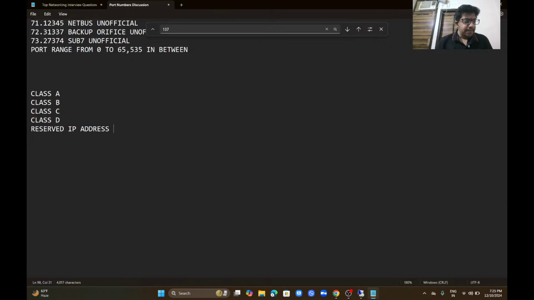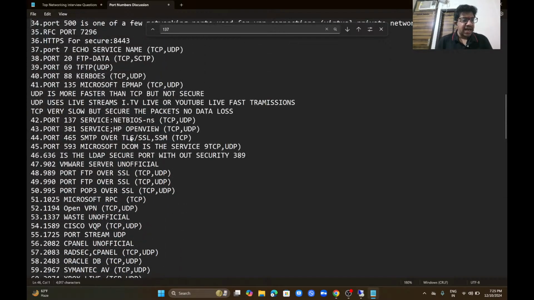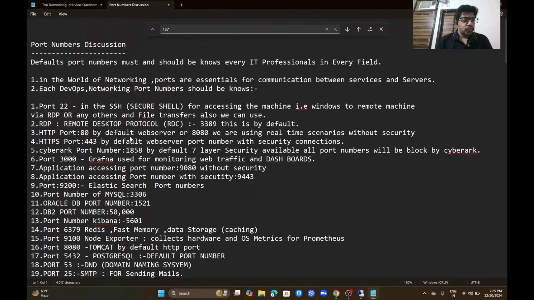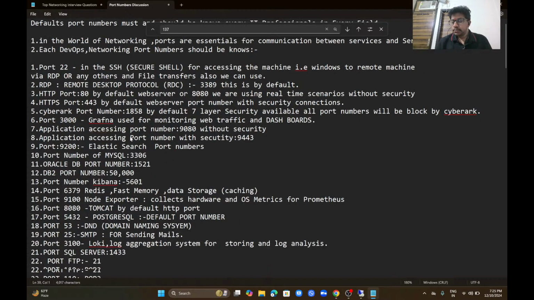Okay, these are the main port numbers we are using in real-time scenarios. See, port numbers discussion.